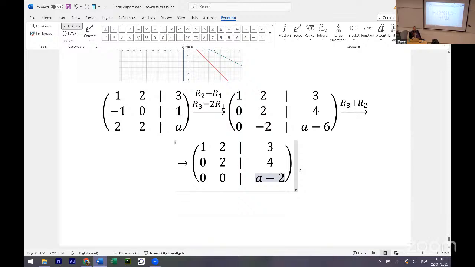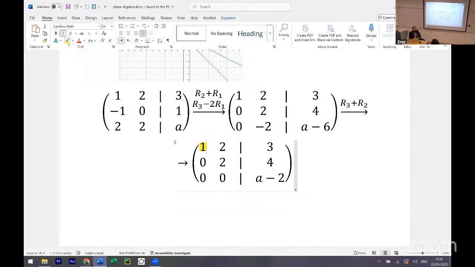I'll ask you differently. What are the pivots of this matrix? In the first row, what is the pivot? 1, right? In the second row, what is the pivot? The 2. What about the third row? The correct answer is that we're not sure, because the pivot is the first element different than 0, and we are not sure if A minus 2 is 0 or not. That's the main secret for this kind of question.